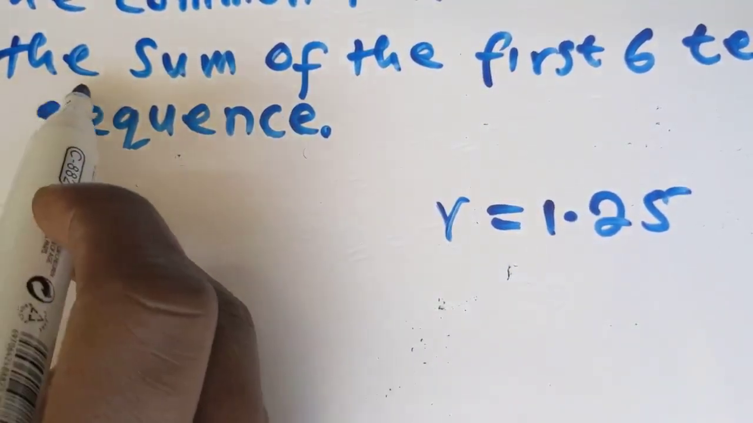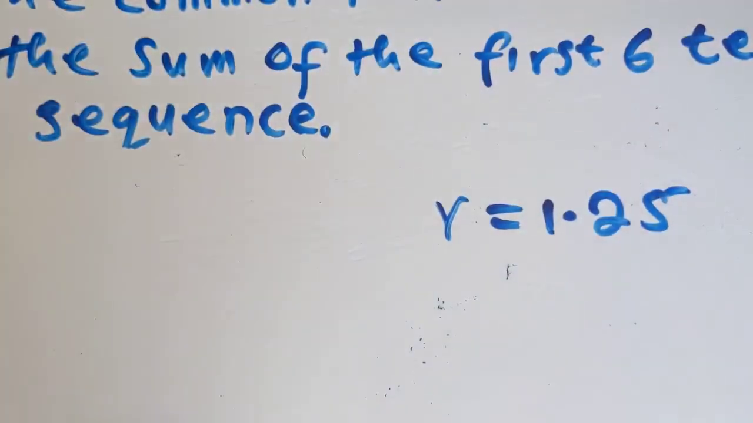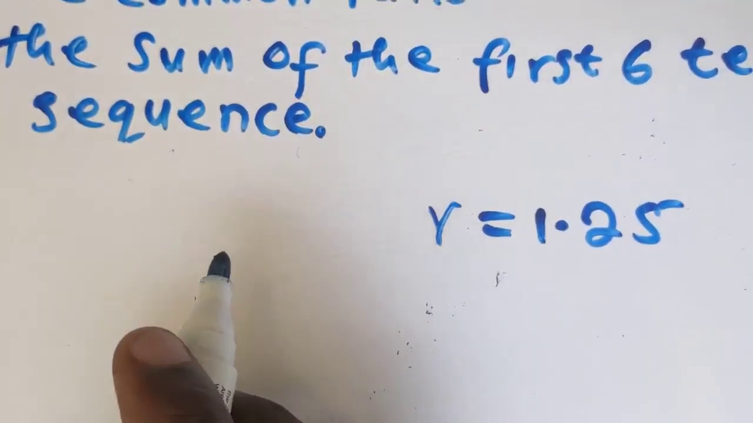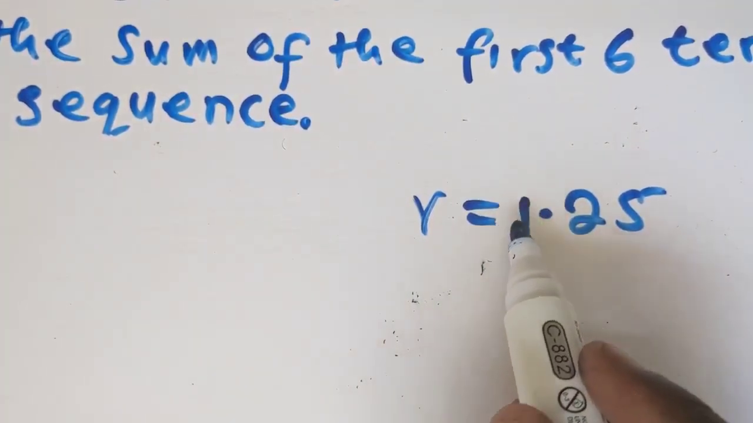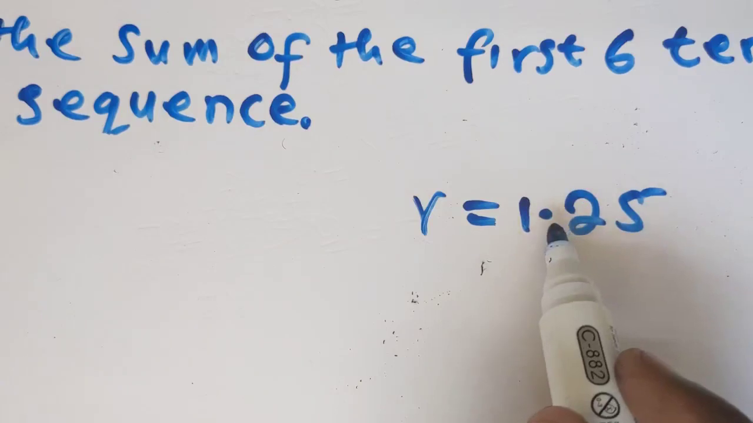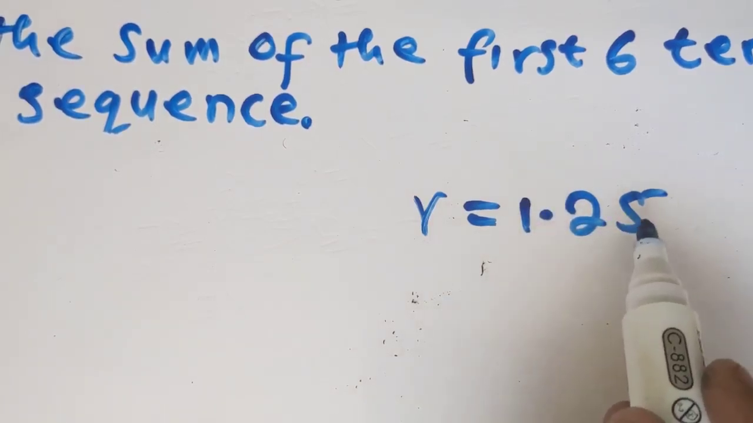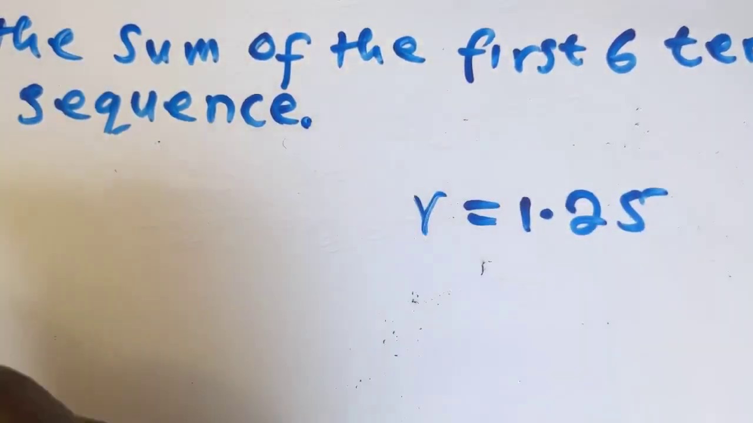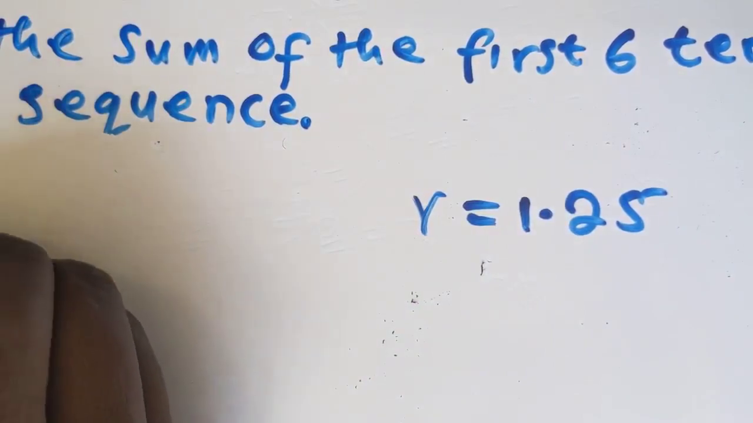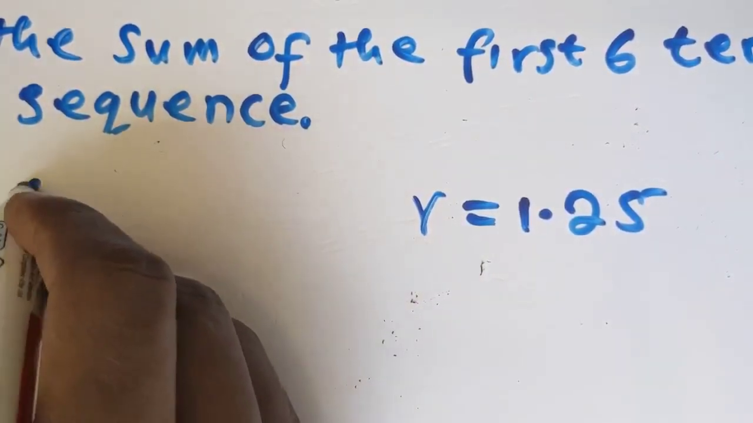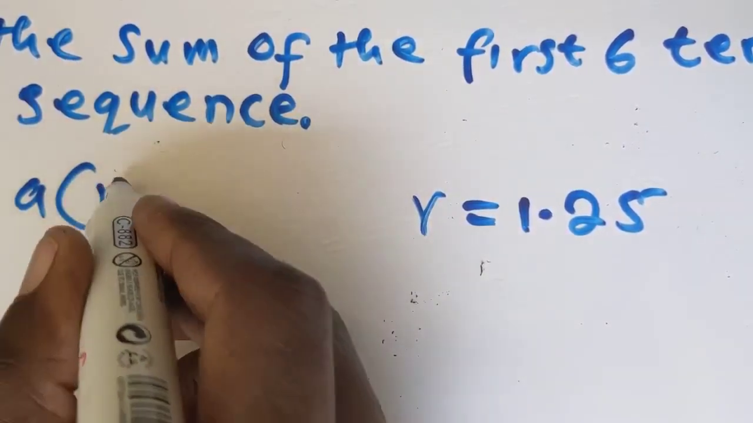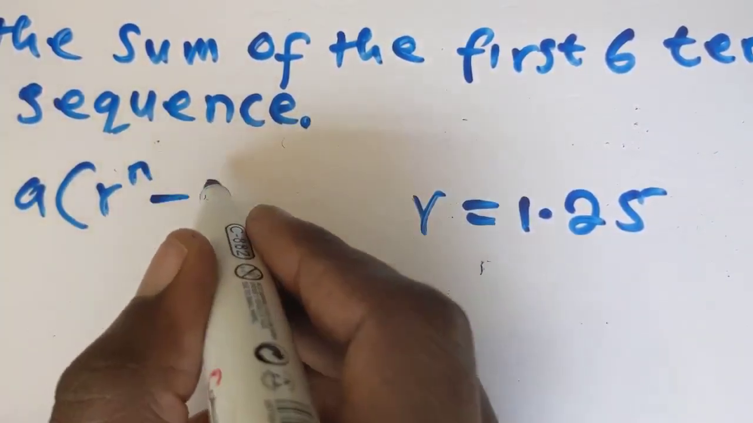Then we are told to find the sum of the first 6 terms. We know that the common ratio is more than 1, it is 1 point something. So the formula that we use is this one: Sum is equal to A, open bracket, r to the power n minus 1.